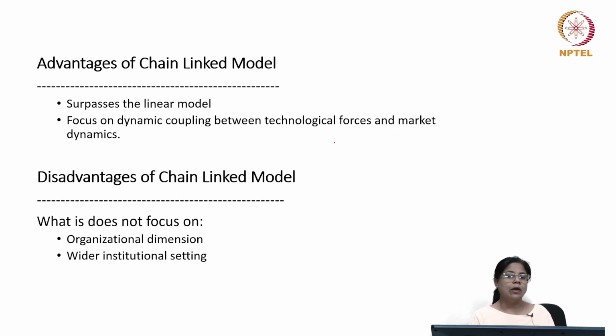However, further authors have also pointed out that there are certain critiques of this chain linked model. What are those? First of all, it does not focus on the organizational dimension, how these things will be sorted out. And another one is that any kind of innovation process is located within a wider institutional setting. That essentially would mean that it will learn from the existing institutions, and it will also feed back into the existing institutions, such as educational institutions or research organizations. So it doesn't link with them.